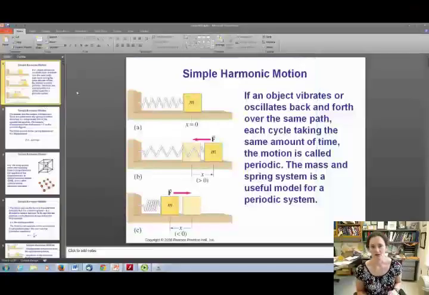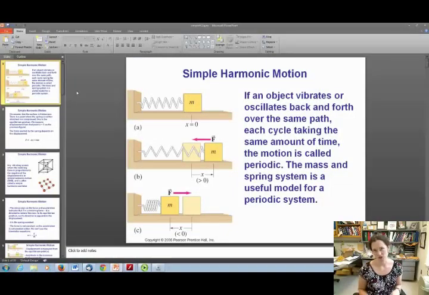We're going to skip ahead a little bit to Chapter 11. We're going to cover the first part of Chapter 11, and we'll cover the second part in Physics 1104. But for now, let's cover simple harmonic motion.